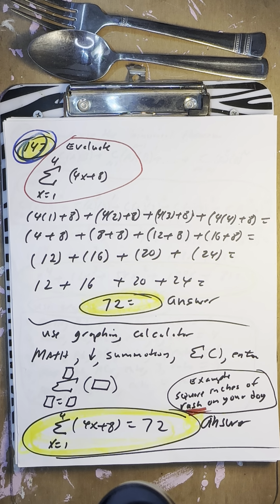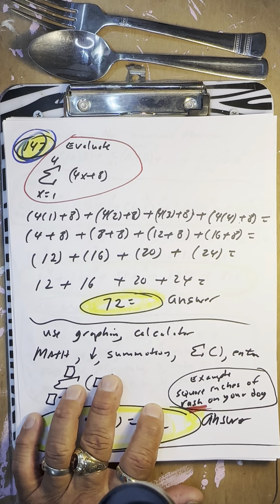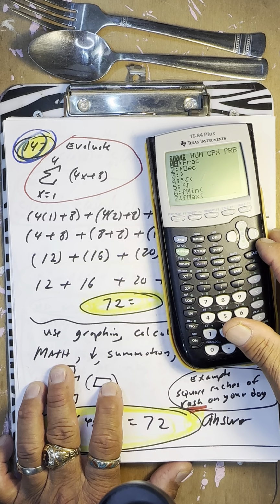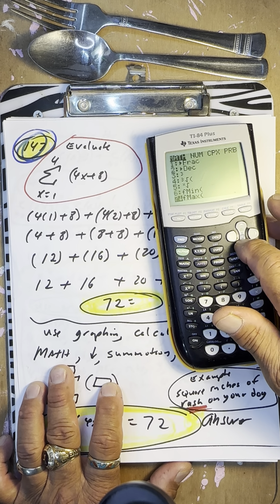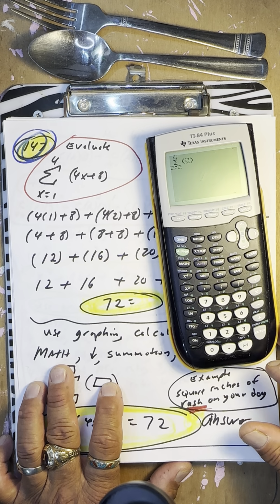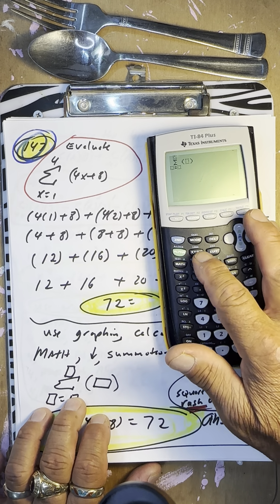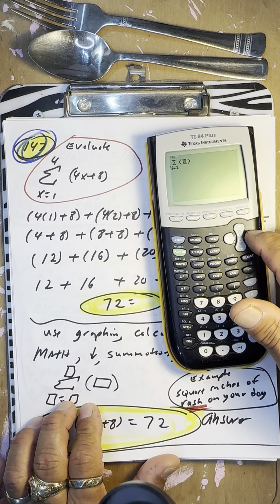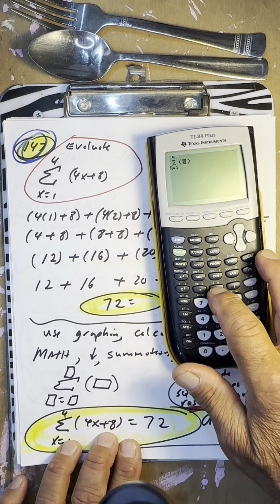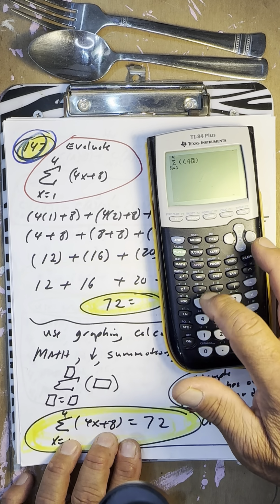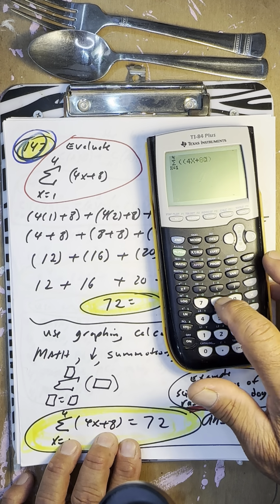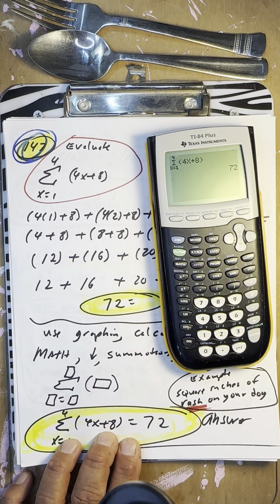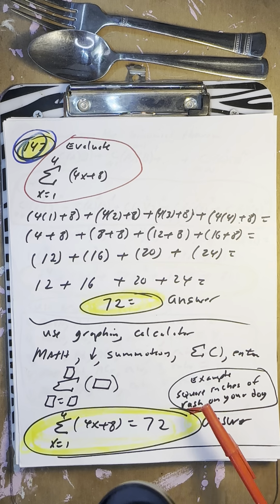72. Okay. Can we use the calculator to do this too? Sure. Let me see if I can do it. Math. So we can go math, down arrow, till you get to summation. There it is. So x, first block, x, 1, upstairs to 4. And then what's the equation going to be? I'm going to say parentheses 4x plus 8, close parentheses, 72. Hey, matches. So using this way or this way.